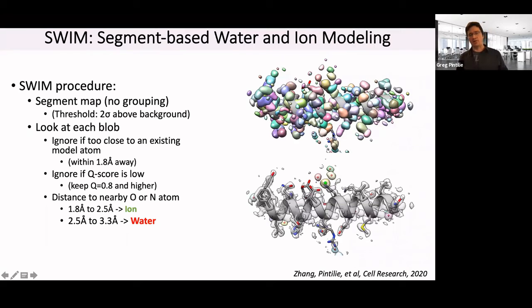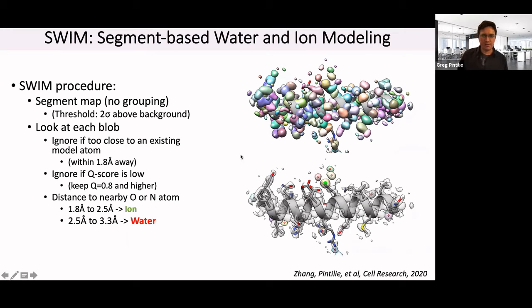What we did initially was to take X-ray models that were fitted to the map, look at where the waters and ions were placed in the X-ray model, and then look at whether there are peaks there or not. That was the initial step. The second step was to try to build these in, manually or automatically. So we came up with this procedure, which we called SWIM, for segment-based water and ion modeling. Basically the procedure is to take these blobs, these peaks, and look at a threshold level of 2 sigma above the background. That means you've excluded, hopefully, a lot of the noise.